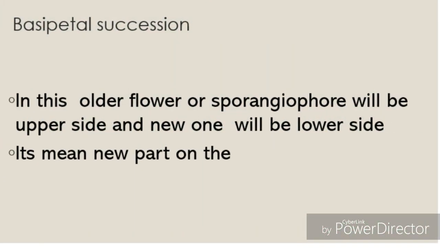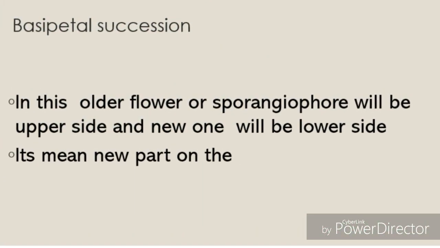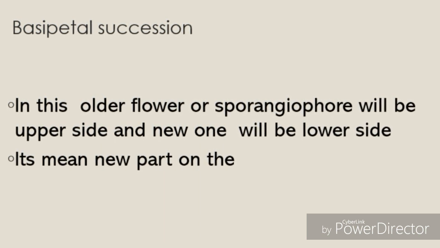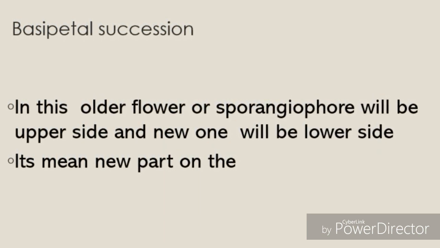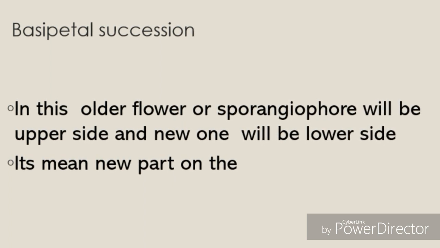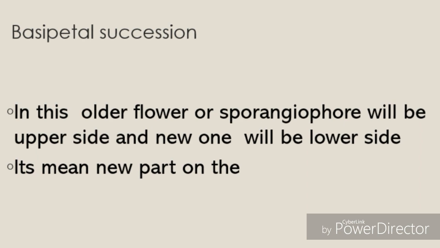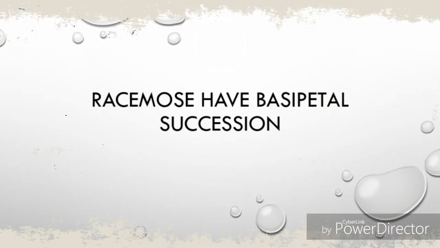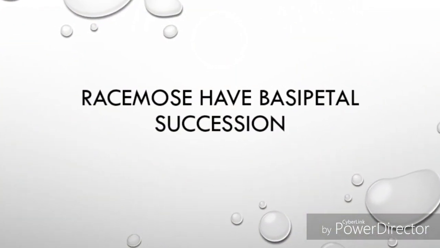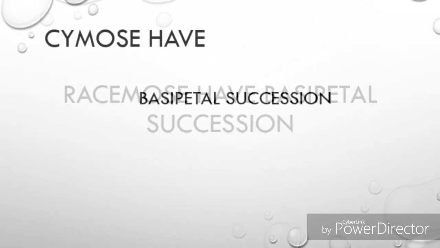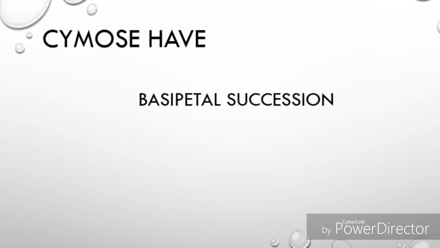In this succession, the older flower or sporangiophore will be on the upper side and the new one will be on the lower side. It means that racemose inflorescence has basipetal succession and cymose will have the other succession, that will be acropetal succession.